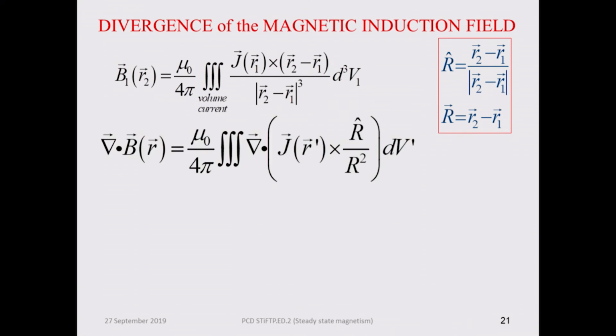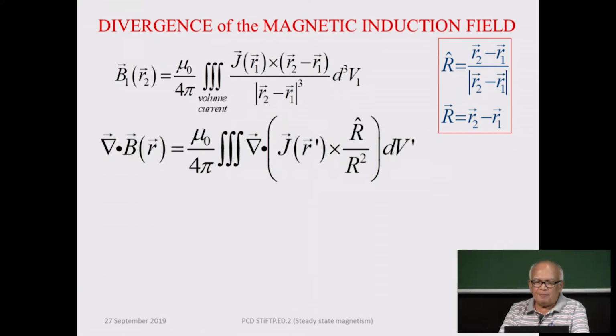So, let us determine the divergence of B. You begin with the expression for the Biot-Savart law integrated over the volume current, which is the source current, right. B(r2) is the magnetic induction field at the field point r2. You are integrating over the entire source region. So, the integration is over the variable r1, and the differentiation is with respect to the field point. The integration is with respect to the source points.